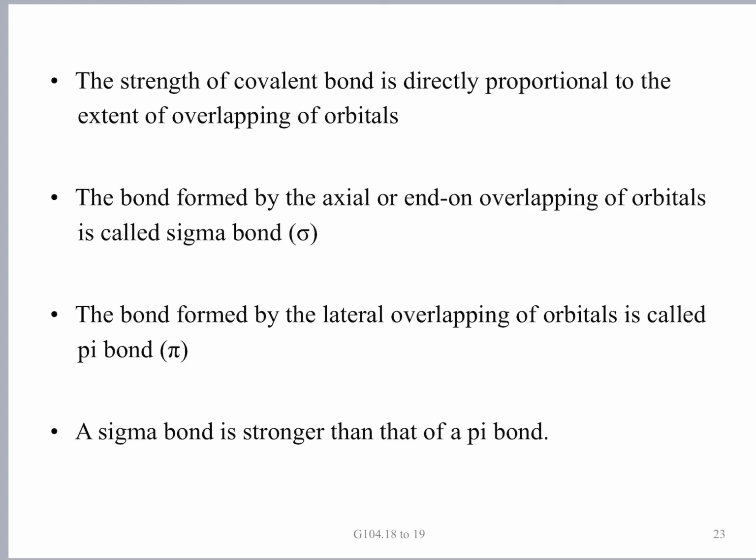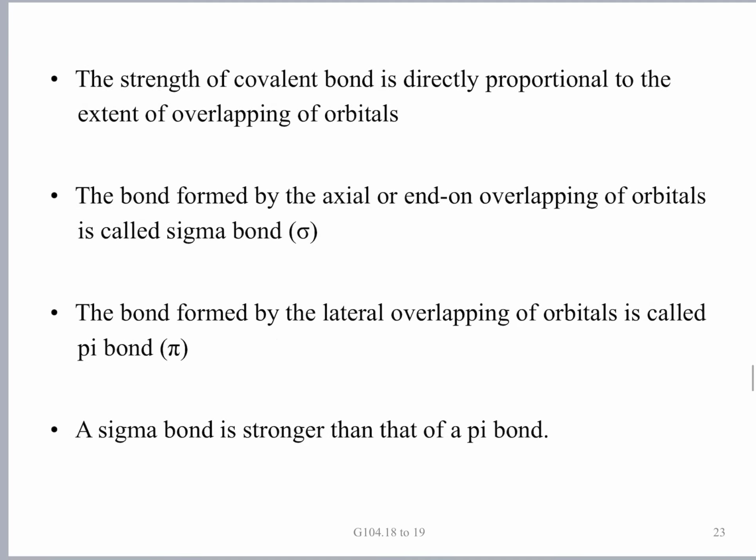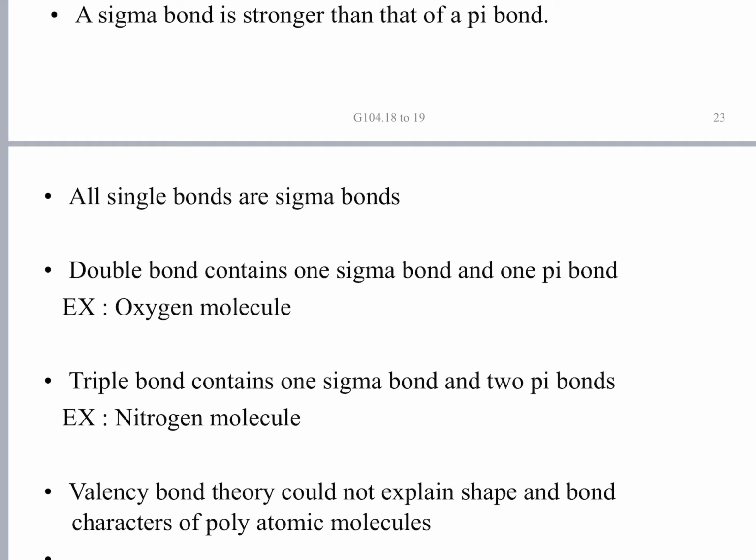In the nitrogen molecule, there is a triple bond between the nitrogen atoms. One bond will be a sigma bond, and the other two will be pi bonds in N triple bond N. All single bonds are sigma bonds according to theory.